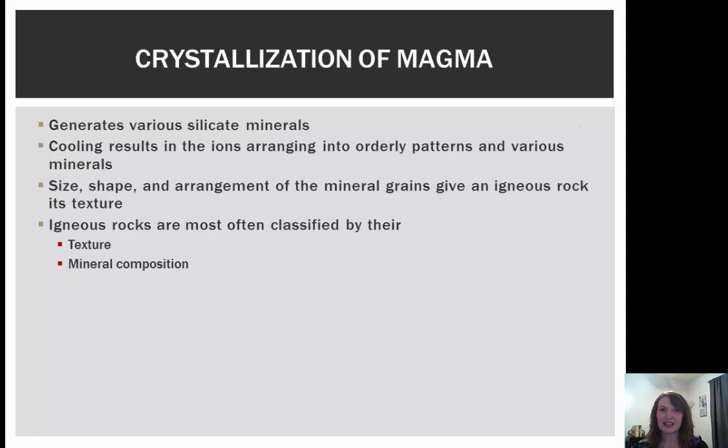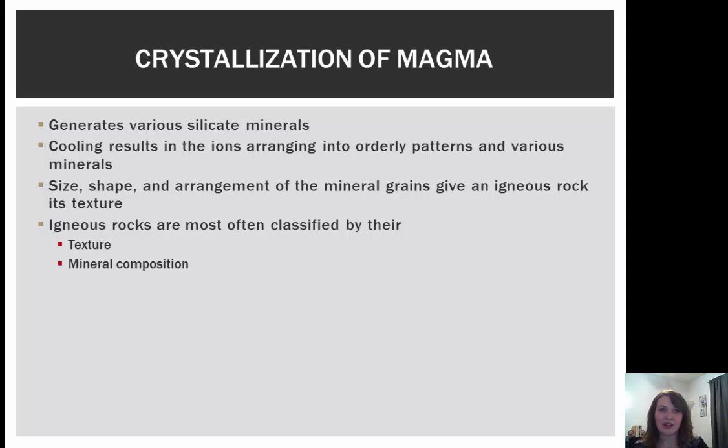Alright, so crystallization of magma. We're going to generate different types of silicate minerals. Just a little bit of a review: what exactly are silicate minerals? Remember, they have to have silicon and oxygen. Now within that we have two different divisions: ferromagnesian and non-ferromagnesian silicate minerals. It just depends on their composition, whether or not they have iron and magnesium.